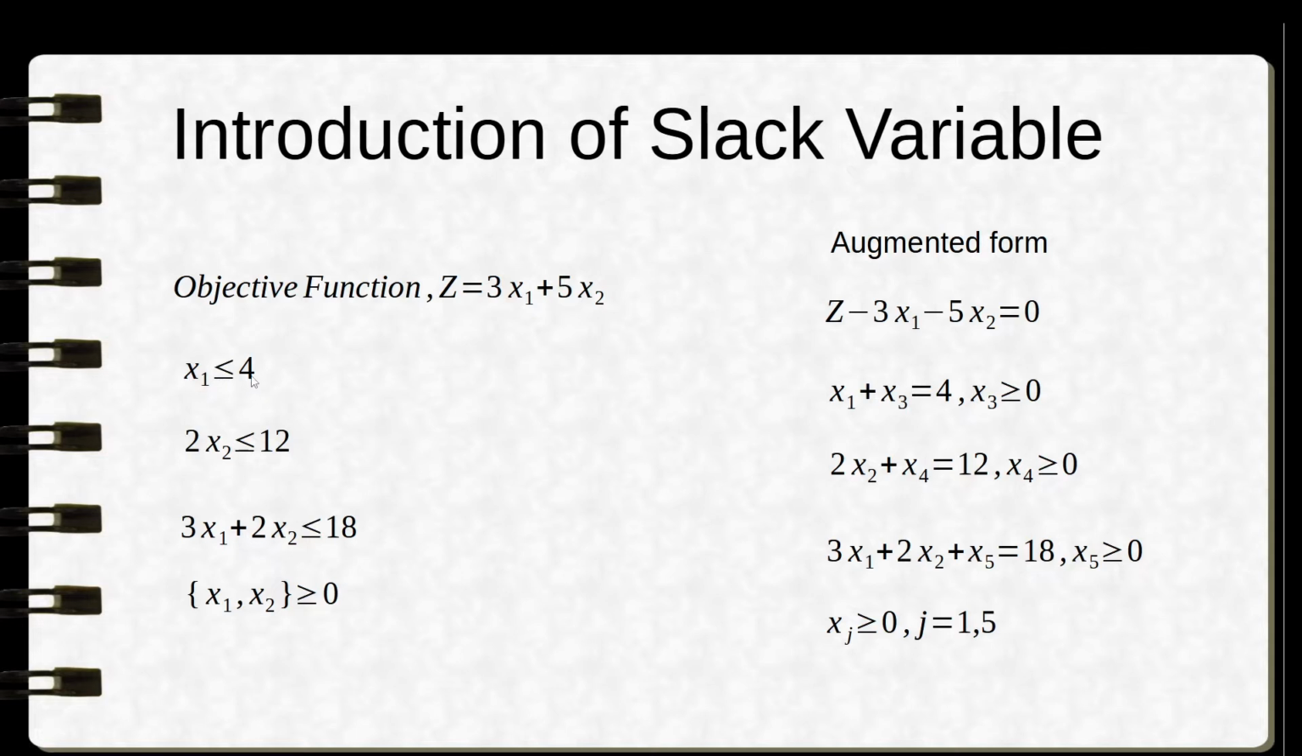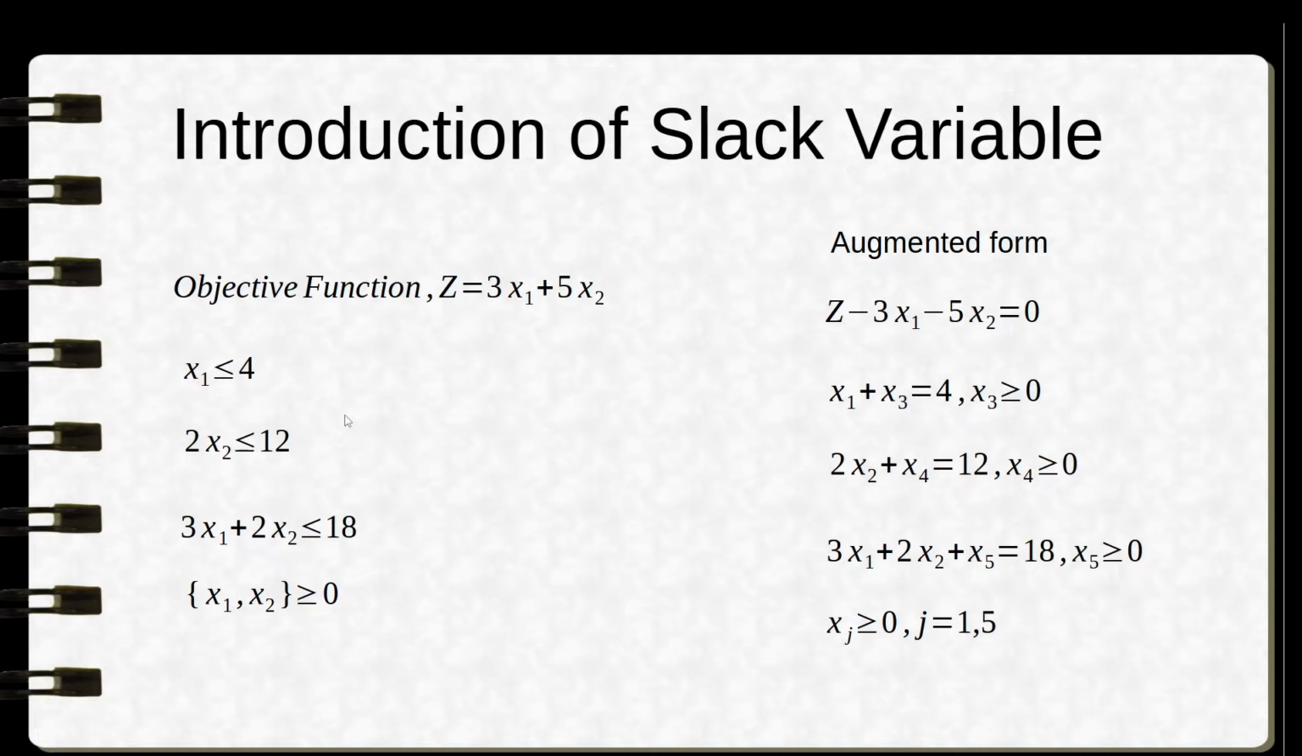x1 less than or equal to 4, 2x2 less than or equal to 12, and 3x1 plus 2x2 less than or equal to 18 are known as functional constraints. Now the first functional constraint, x1 less than or equal to 4, is converted into an equality by introduction of a slack variable x3. So we write x1 plus x3 equal to 4, where the slack variable is a non-negativity constraint variable, that is x3 greater than or equal to 0.